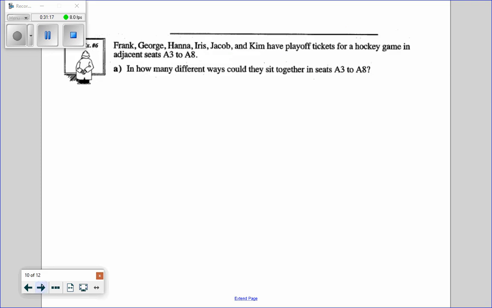Okay, Frank, George, Hannah, Iris, Jacob, and Kim have playoff tickets for a hockey game in adjacent seats A3 to A8. Adjacent means side by side. In how many different ways could they sit together? So there's no restrictions. So how many people are there? 6. So it's just going to be 6, 5, 4, 3, 2, 1. So 6 choices for A3, 5 choices for A4, and so on and so forth. Or if you prefer, 6 people, you're arranging all of them, 6P6. Or 6, 5, 4, 3, 2, 1. Good? Splendid.